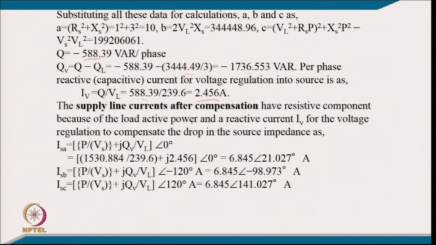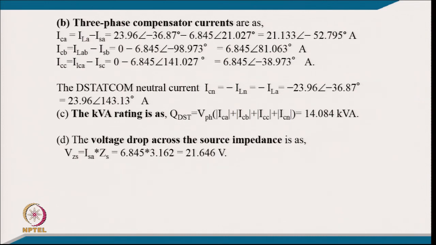The supply line current after compensation has a resistive component because of the load active power and a reactive component for the voltage regulation. So, we can find out the active part of the source current and the reactive part for voltage regulation, and from this we get the value of 6.845 at the angle of 21.017, and the other two phases will be the same magnitude, but at a 120 degree phase shift from one to another. So, that is the neutral compensation, load balancing and voltage regulation across the load.